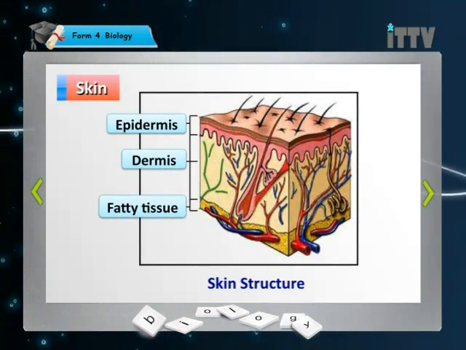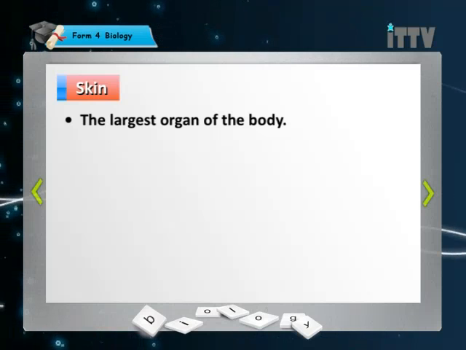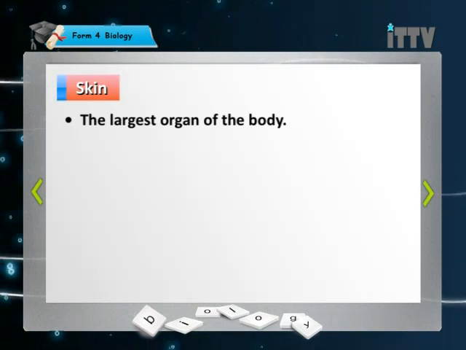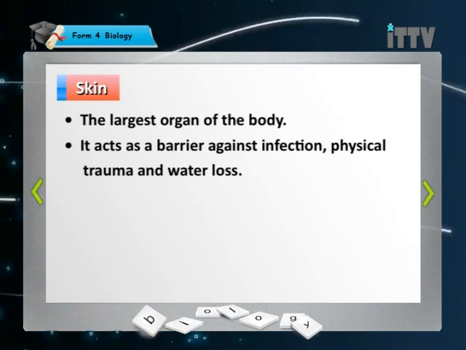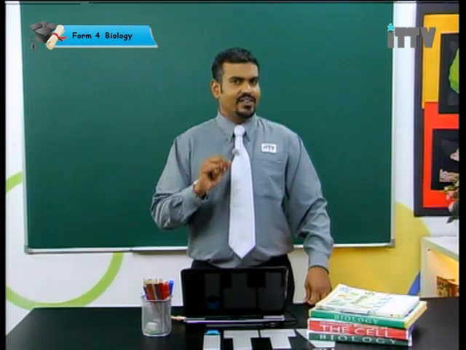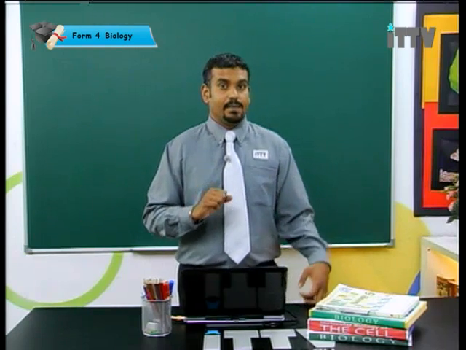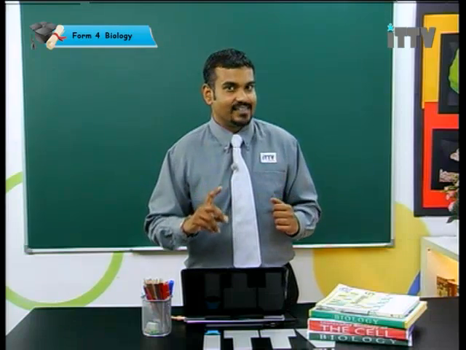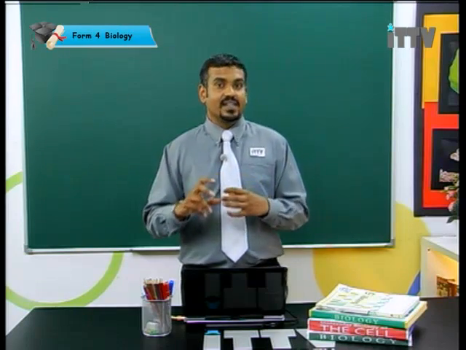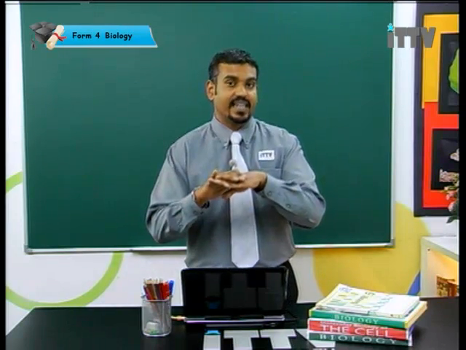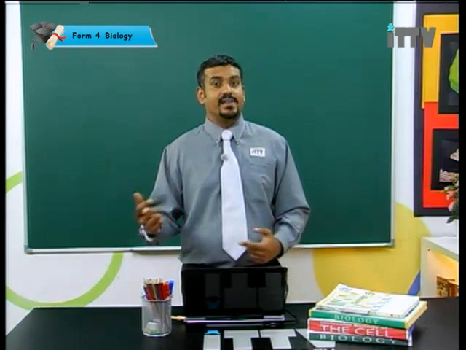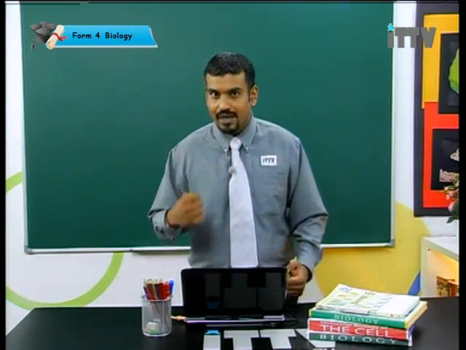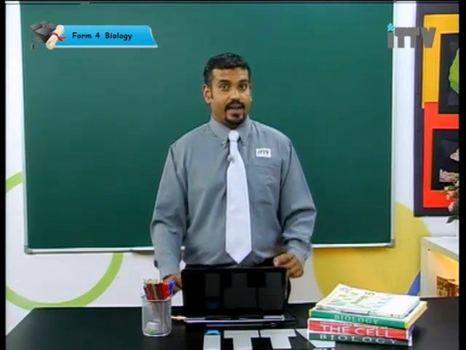Let's take a look at the skin. The skin is the largest organ of the human body. It acts as a barrier against infection, physical trauma, and water loss. Students, do you still remember we were talking earlier about epithelial cells? Remember how the outer layer of the skin consists of dead cells. Therefore, they act as a protective barrier against infection. And I also told you that our skin is waterproof, correct? Yes, that is what we are explaining again right now.